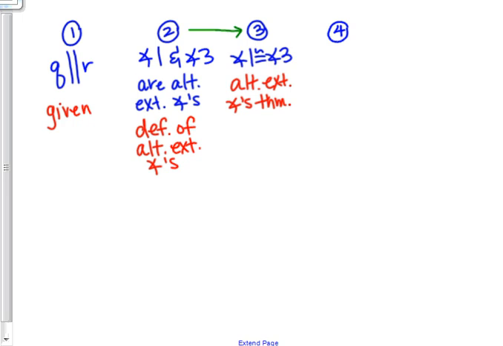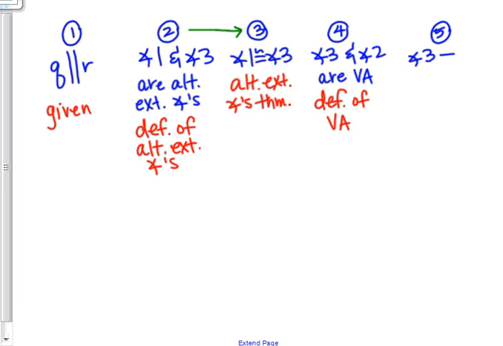Then step 4, let's see what else we can say. Trying to incorporate angle 2 now, I could say that angles 3 and 2 are vertical angles. Kind of thinking back to unit 2. Just going to write VA for vertical angles for the sake of the video. And that reason would just be the definition of vertical angles. And then step 5, I can make a conclusion about those vertical angles. I know that vertical angles are congruent, so angle 3 would have to be congruent to angle 2. And that reason is just the vertical angle congruency theorem from unit 2.